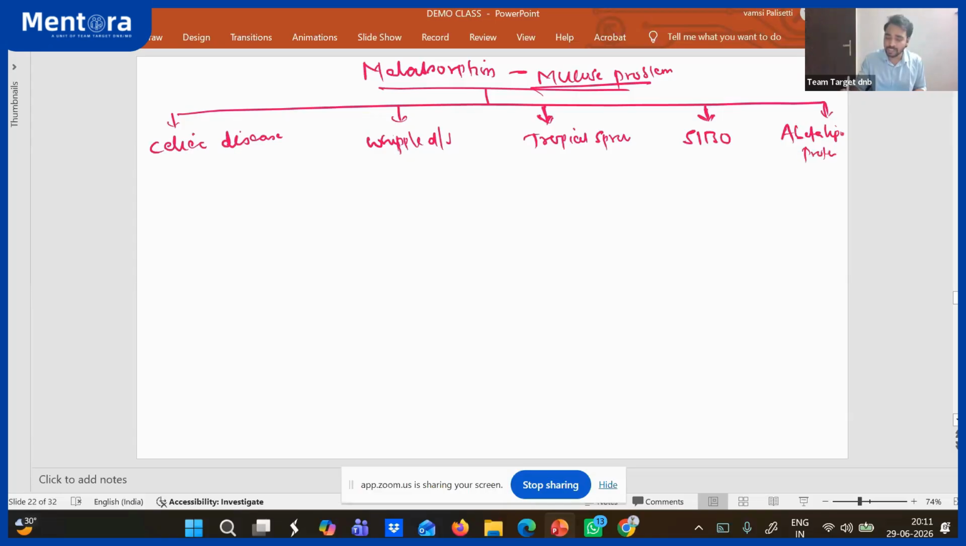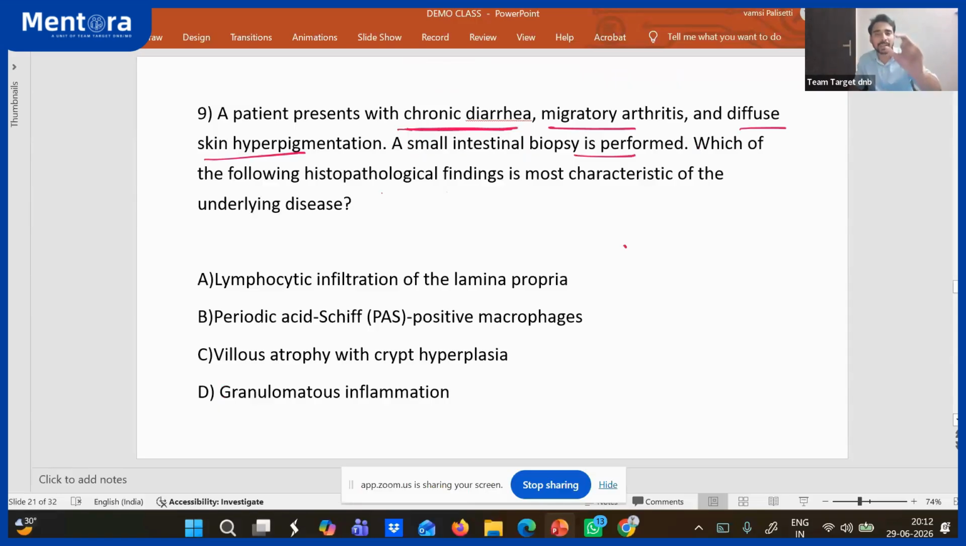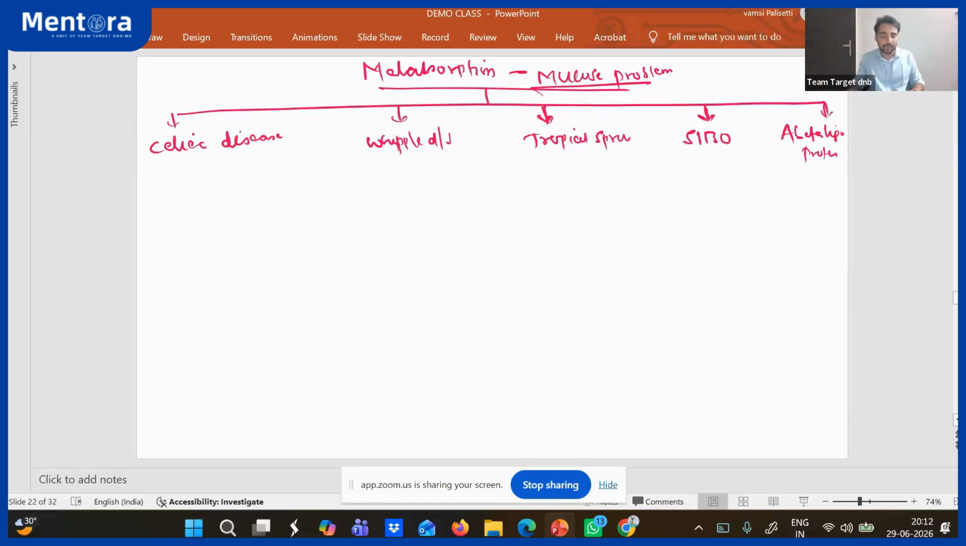Very, very, very important. Please remember this chart. It comes throughout your life. Whenever there is malabsorption because of mucosal problems, there are especially 5 diseases: celiac disease, Whipple's disease, tropical sprue, SIBO, and abetalipoproteinemia. So they're asking, your patient has chronic diarrhea, it's a malabsorptive problem, and a small intestine biopsy is performed. They are discussing malabsorptive mucosal problems, right? So let us discuss one by one.